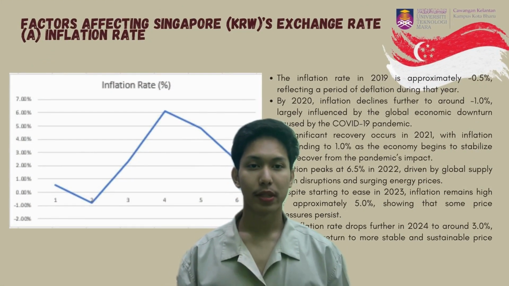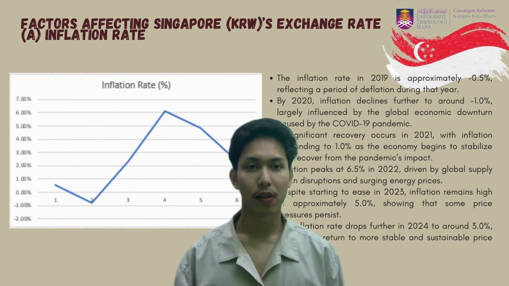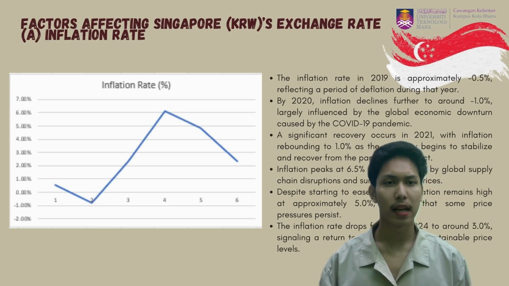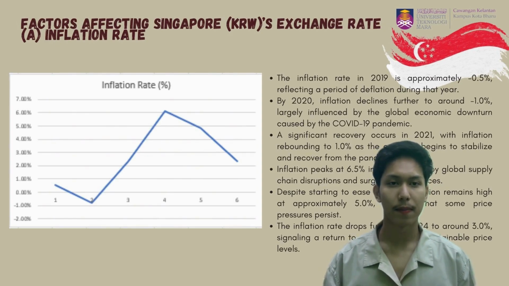Now, I'll be continuing today's presentation by discussing the factors that affect the exchange rate of the Singapore dollar. First and foremost will be the inflation rate. In 2019, inflation stood at approximately negative 0.5%, marking a period of deflation. This happened because weak consumer demand and an excess supply of goods led to falling prices, which can slow down economic activity and discourage investment.